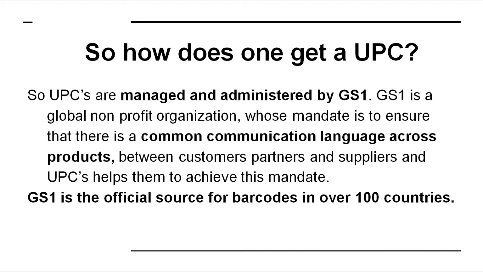Alright, so how does one get a UPC? UPCs are managed, especially in the Western Hemisphere, and administered by a company named GS1, right? So GS1 is a global non-profit organization, and their mandate is to ensure that there is a common communication language across products right across the world. So there has to be some communication language between customers, partners, and suppliers, right? And UPCs is one of the ways which helps them to achieve this particular mandate. GS1 is the official source for barcodes, which is the same thing as UPC, in over 100 countries.